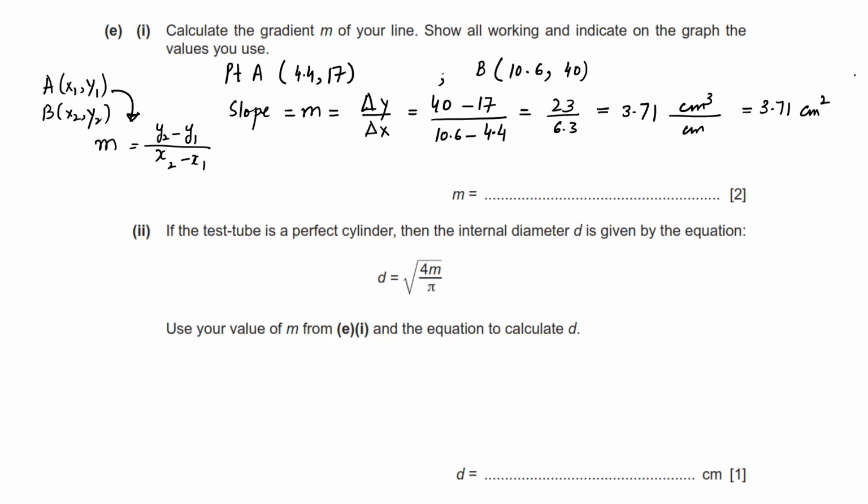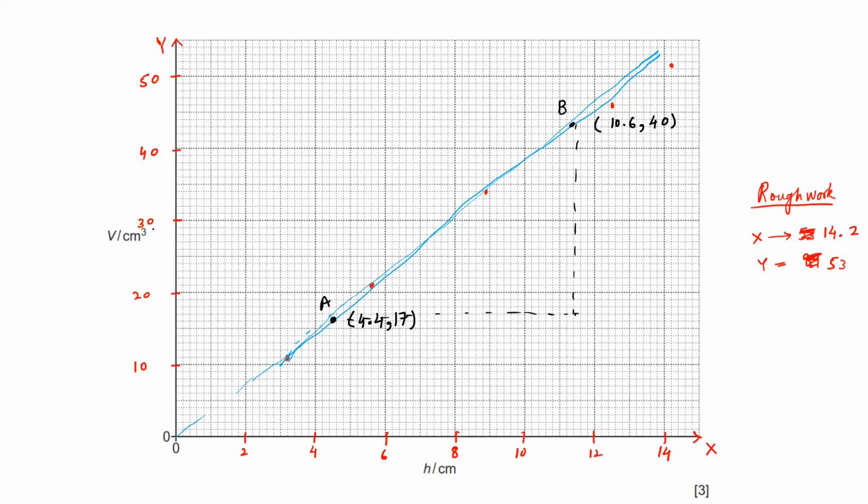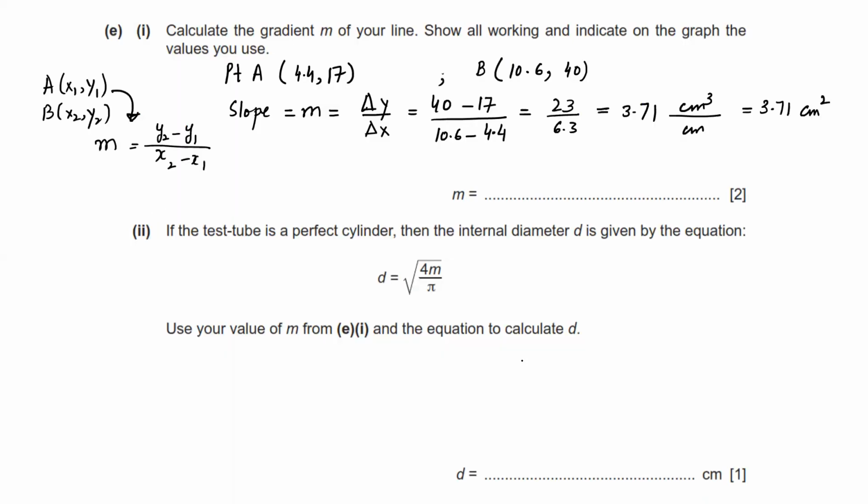Or if this is the actual value, so volume, and in centimeter, yes. So our units are good. So the slope value will be 3.71 in centimeter square. So coming back, it says if the test tube is a perfect cylinder, the internal diameter D is given by the equation 4m over pi. Use your value of m to calculate the value of D. So again, D is equal to 4 multiplied by 3.71, divided by pi, and take the square root.